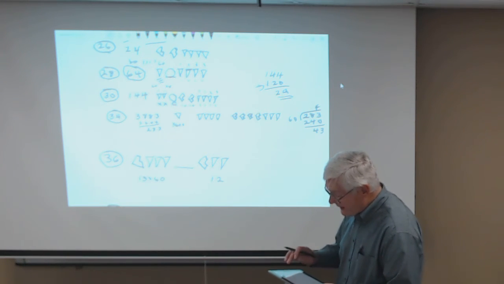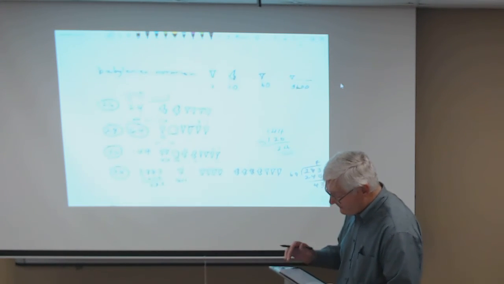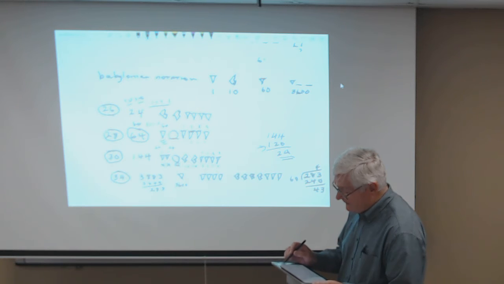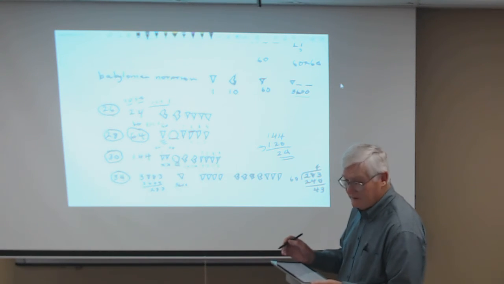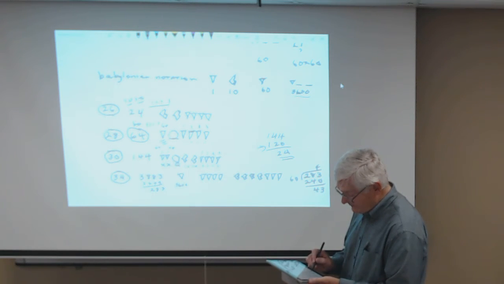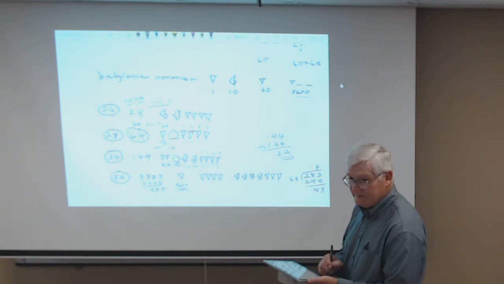Okay. So now we come back up here. After 60, see, this is the 60 place. Then this is 60 times 60. What's 60 times 60? 3,600. So this place here is 3,600.